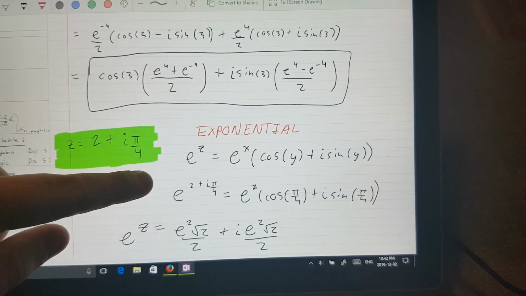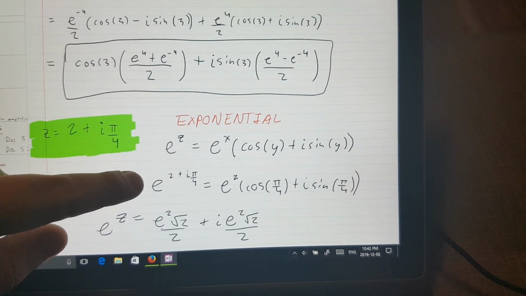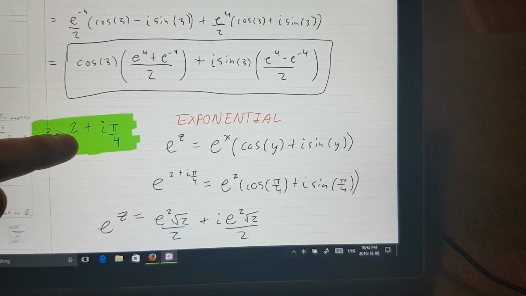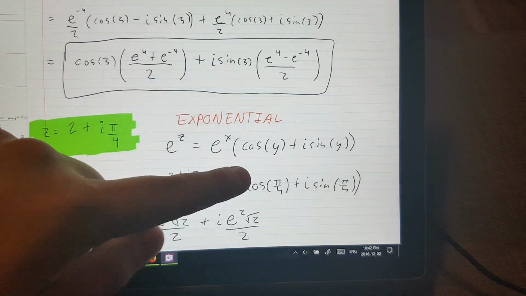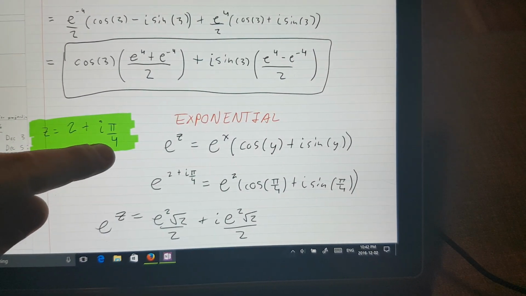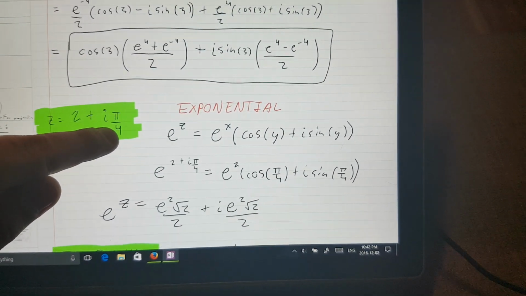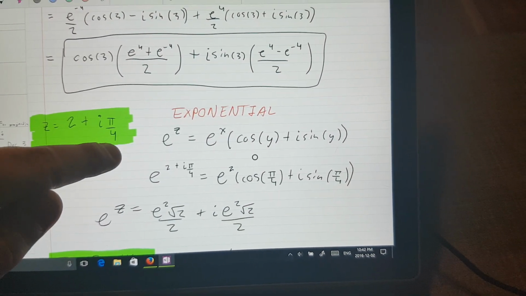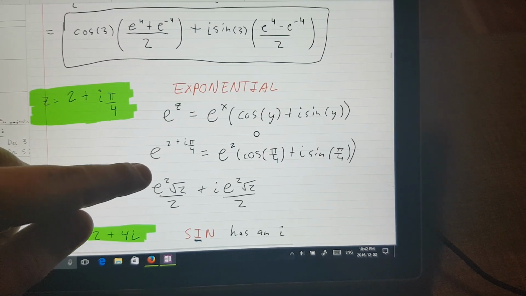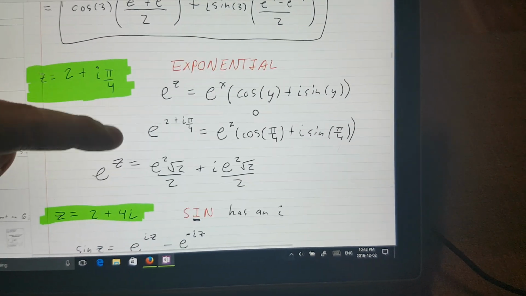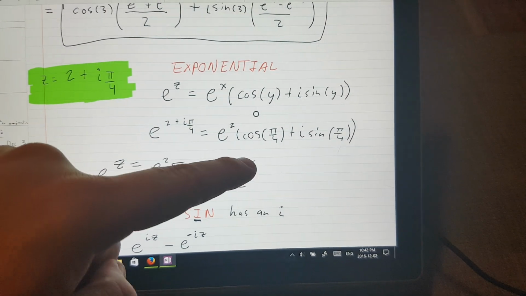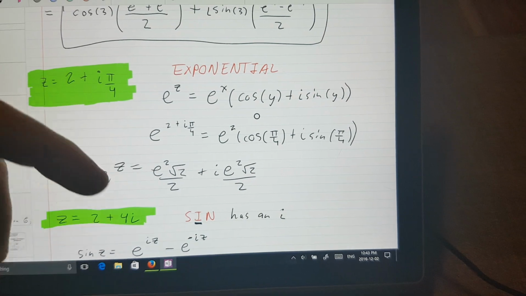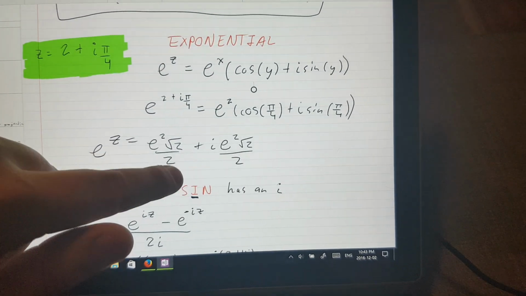Exponential functions are going to be in the form of e raised to the z equals e to the x, which is e raised to the real component times, well, this. The angle we're dealing with is pi over 4, so you can convert it into this guy. So pi over 4 in this case is y. So you go ahead and write it like this. And if you wanted, because we had a nice angle, we can go ahead and call cosine of pi over 4 what it is, which is root 2 over 2. And this is your a plus bi form.